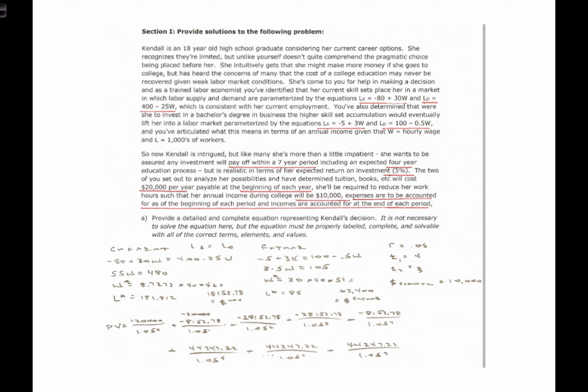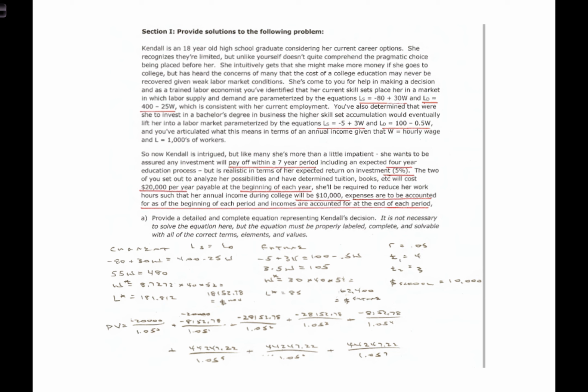So we've said that Kendall's thinking about making a human capital investment. In this investment, she's apparently very impatient. She wants the investment to pay off within a 7-year period from the beginning of her investment experience, which 7-year period includes the expected 4-year education process. She's being very impatient, of course, but she doesn't have a big investment expectation. She's only got a personal discount rate of 5%.